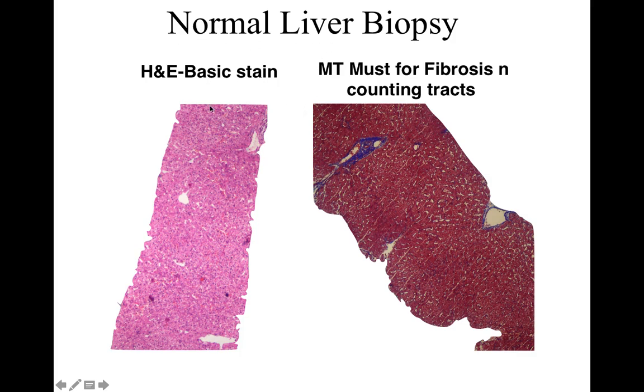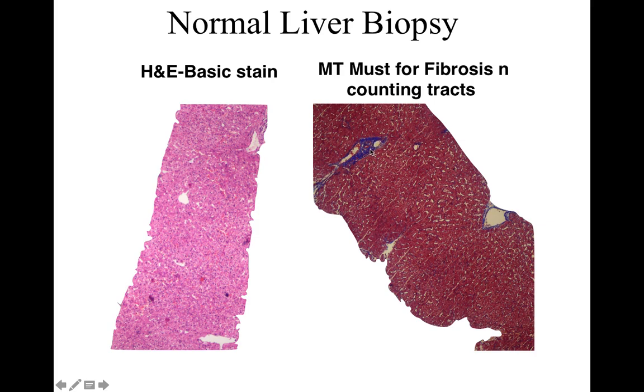So this is a hematoxylin eosin stain of a low power view of a liver biopsy. This whitish area which is an empty space is the central vein. And this area with little connective tissue is the portal tract. Now this is an MT stain, Masson's trichrome stain for fibrosis. It is also very important for counting the tracts because here you can delineate the connective tissue in a better way and they stand out apart from the rest of the liver parenchyma.